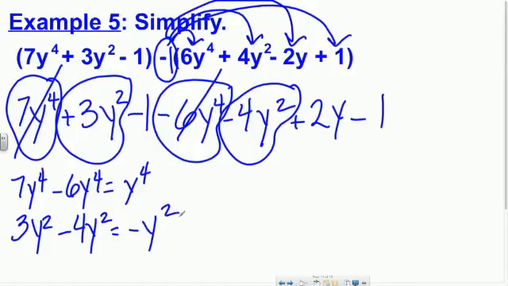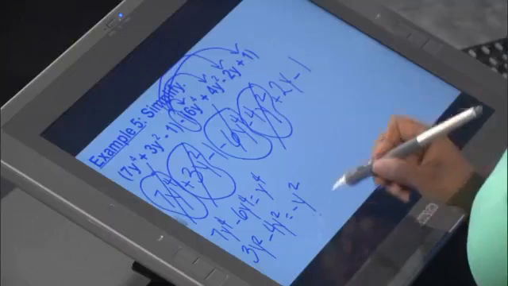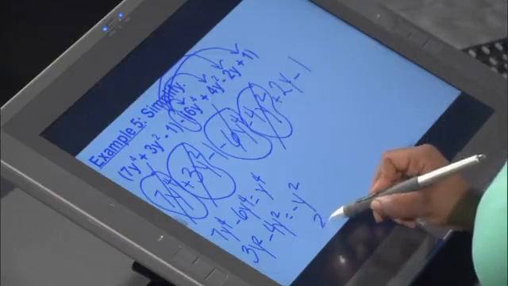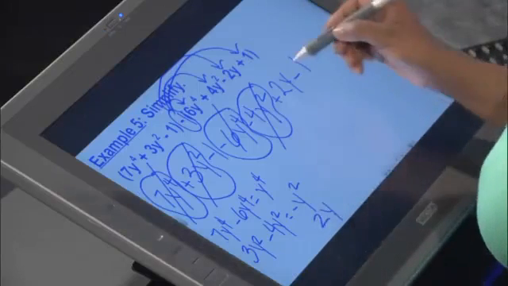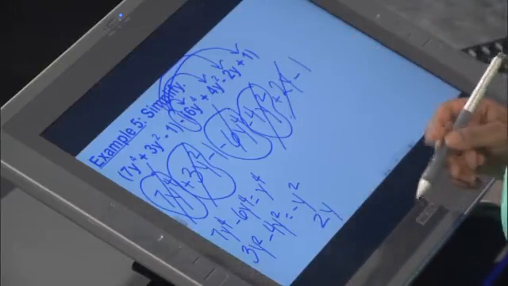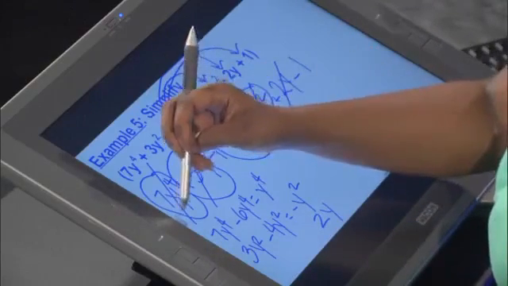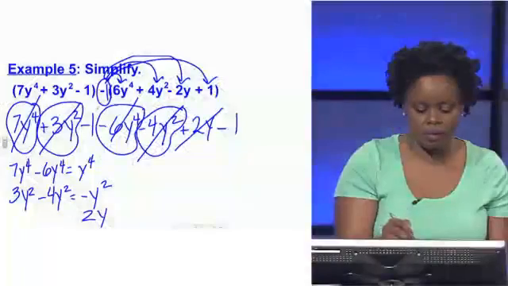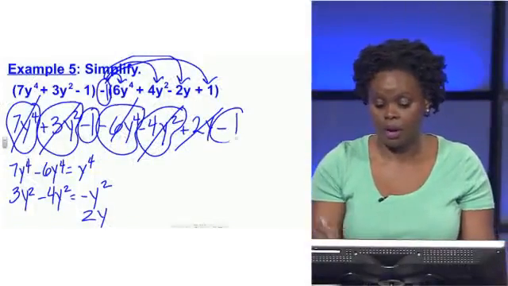So now I've handled those. And I do have a 2y term. So that just is going along for the ride. I can squeeze it in right here. So 2y is just carrying along. And I do have a couple of constant terms here. So I have this negative 1 and another negative 1.